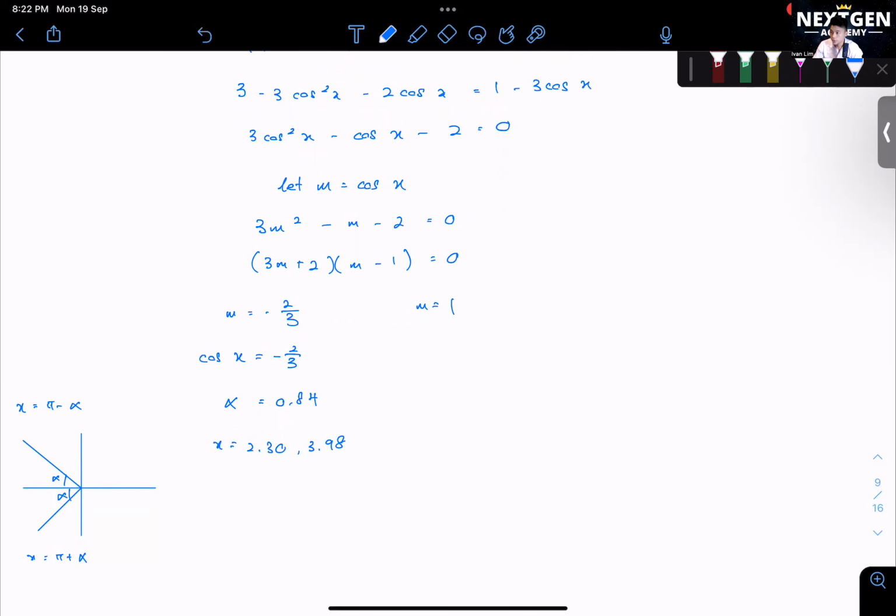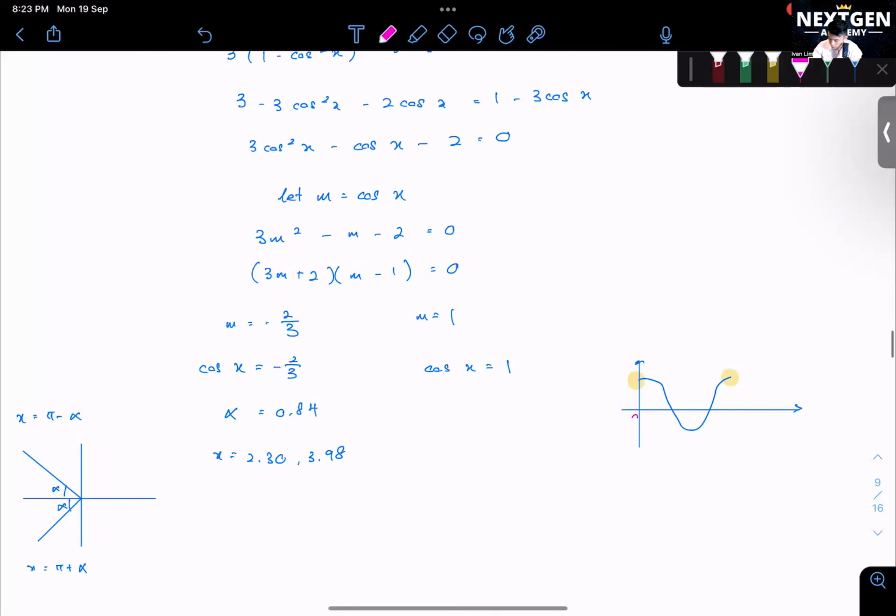Okay, go and solve for your 1 also. Since cos x is equals to 1, normally for this one, I'll just look at the graph. 0, 1, and negative 1. I mentioned this a couple of times already. Just look at the graph. It's much easier for you to see. So 1 is 0 and 2 pi. Therefore, x is equal to 0 and 2 pi.